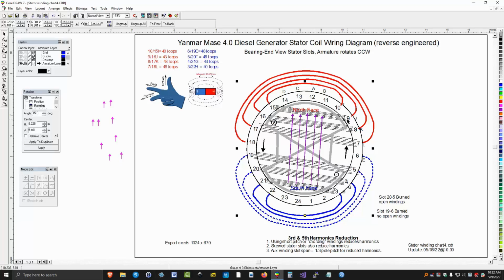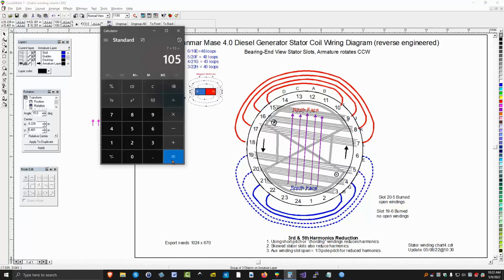This face covers 1, 2, 3, 4, 5, 6, 7 times 15. I'm sorry, it's covering 8 slots. It's covering that slot, 2, 3, 4, 5, 6, 7. It's covering 8 slots, so I made a mistake. It's 8 times 15 degrees per slot, which equals 120 degrees, and you double that, which is both faces. We're covering 240 degrees. Now, in most generators, both faces only cover 180 degrees.